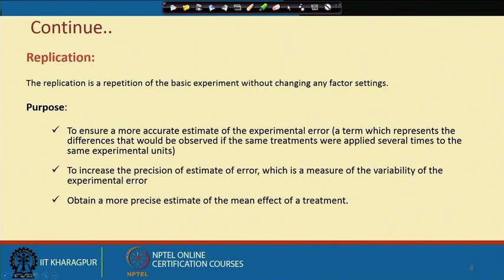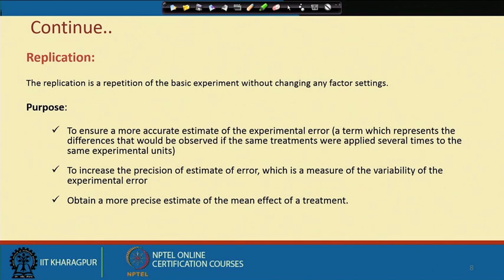Now replication. In the previous example, you have found out 4 different settings: 90, 170; 80, 170; 90, 180; 90, 180. So you can at least conduct one experimental run at each setting. If you do it once at a time, that means you are not doing any replication, you are getting a single result for y.